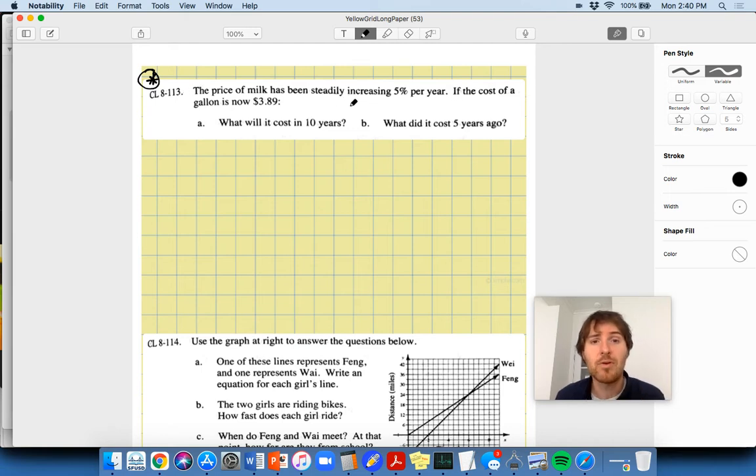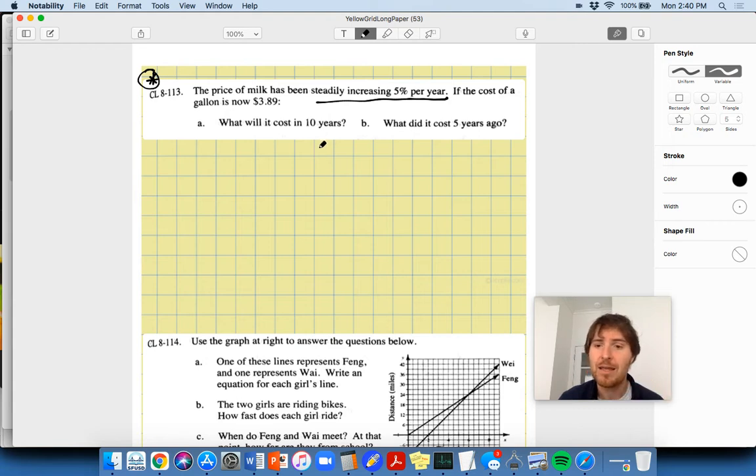8-113, price of milk has been steadily increasing 5% per year. We got ourselves a change number. So at this point, you're thinking 5% per year. Well, I'm changing. Does that mean going up by $5 a year? What? No, not 5%. Okay, we'll get back to that later. If the cost of the gallon is now in 2021, $3.89, and it's been going up 5% a year, we got to think about how it's changing because what will it cost in 10 years?